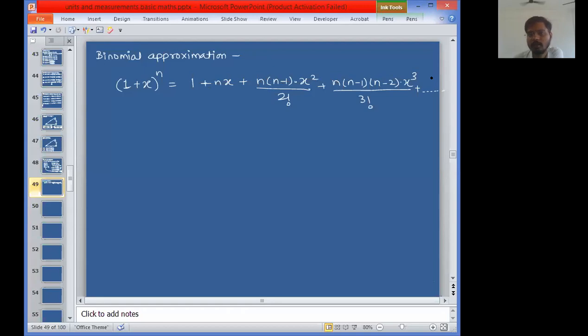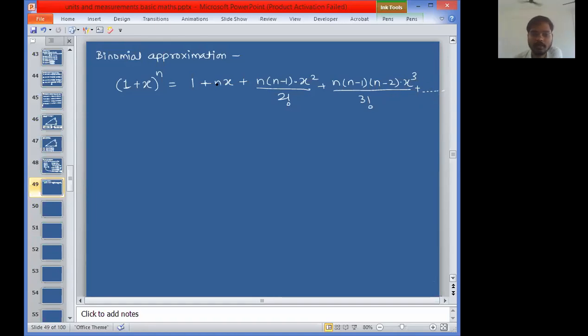Next term will be n into n minus 1 into n minus 2 into n minus 3. Fine. Here we have x, here we have x square upon 2 factorial, here we have x cube upon 3 factorial. This symbol is called factorial. X cube upon 3 factorial, x raised to 4 upon 4 factorial, x raised to 5 upon 5 factorial, x raised to 6 upon 6 factorial, x raised to 7 upon 7 factorial.